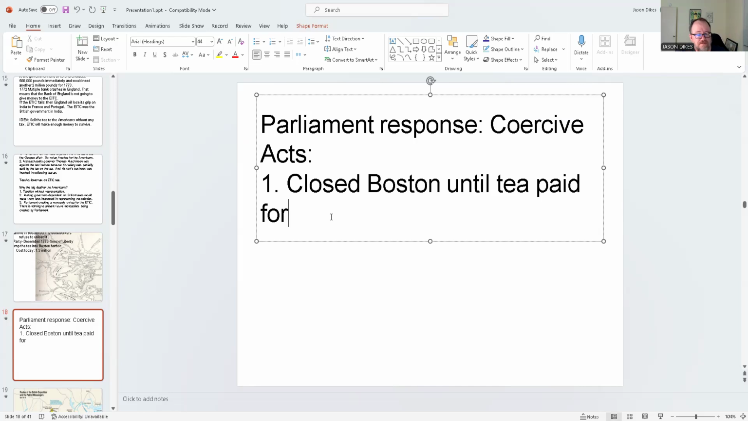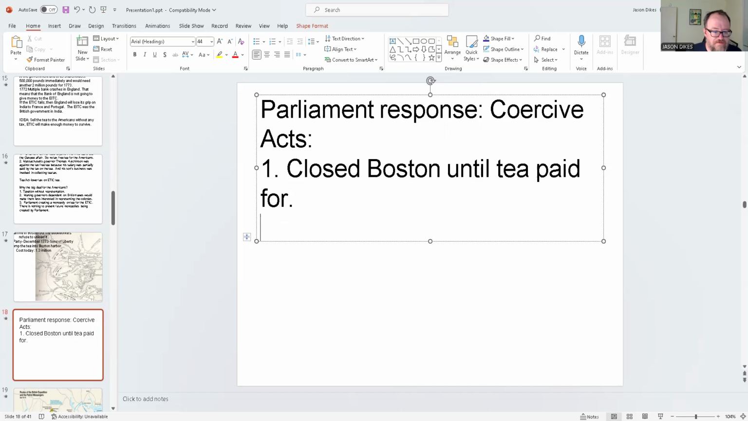Imagine if you make $50,000 or $60,000 in America today, and you've got a fine of 1.3 million, you're in a lot of trouble there. It's going to take a while to pay that off.